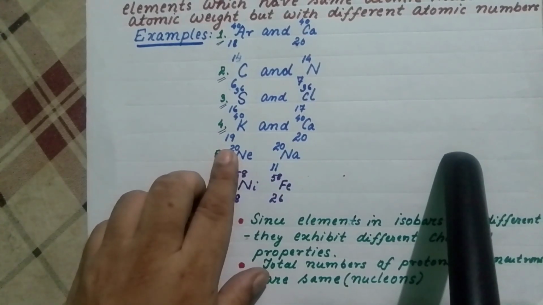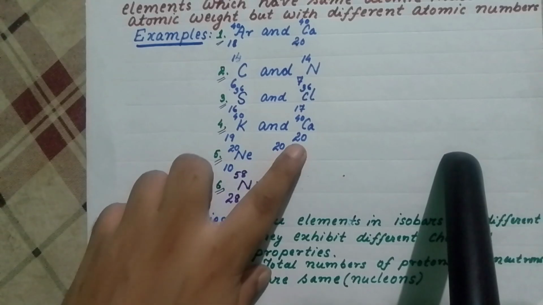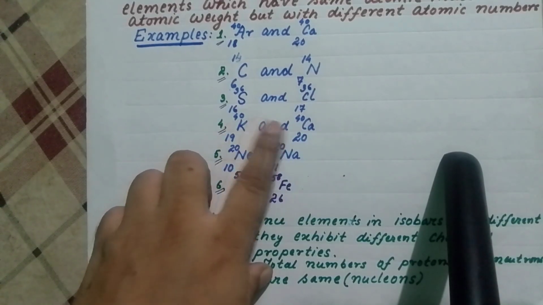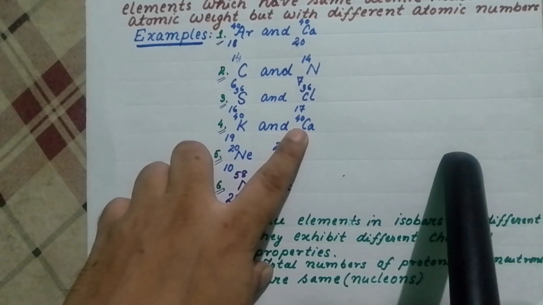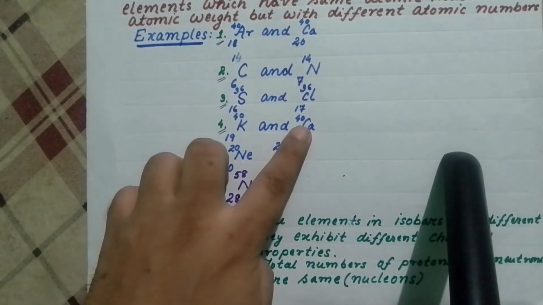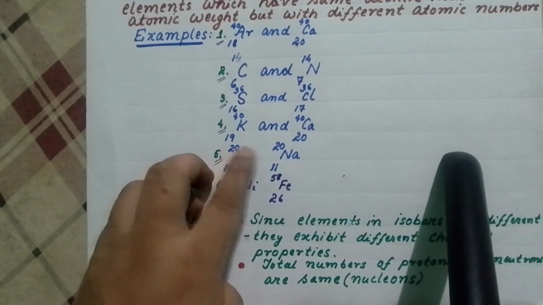Now potassium and calcium, an alkali metal and a rare earth metal. See, potassium is having atomic number 19, calcium is having 20. If you see, both of them are having atomic mass 40. So means total number of protons plus total number of neutrons in nucleons are same, but the total number of protons are different.